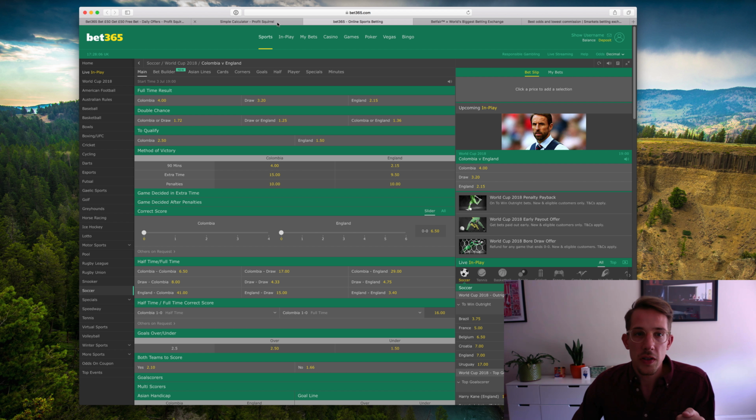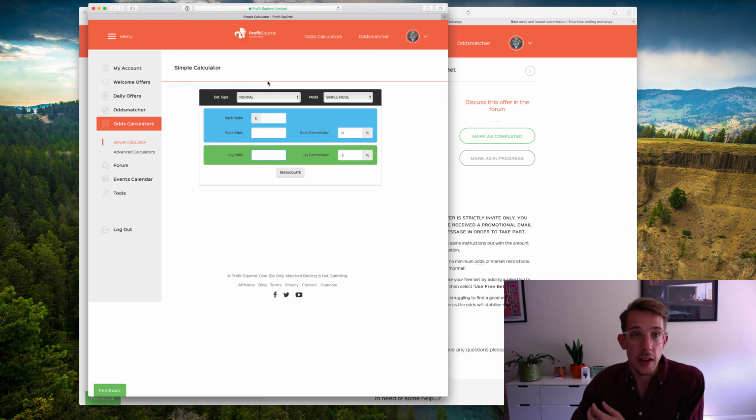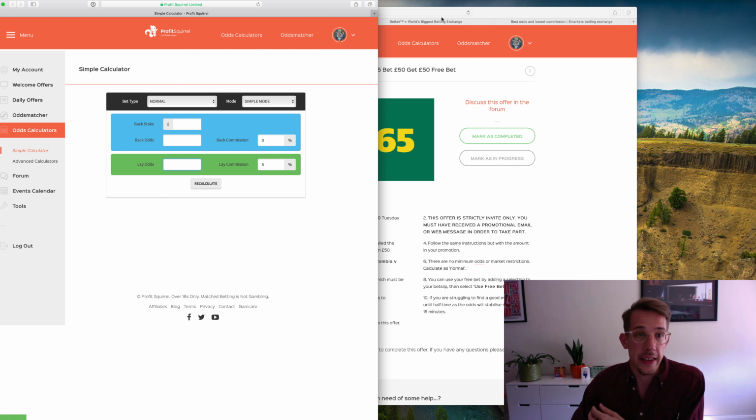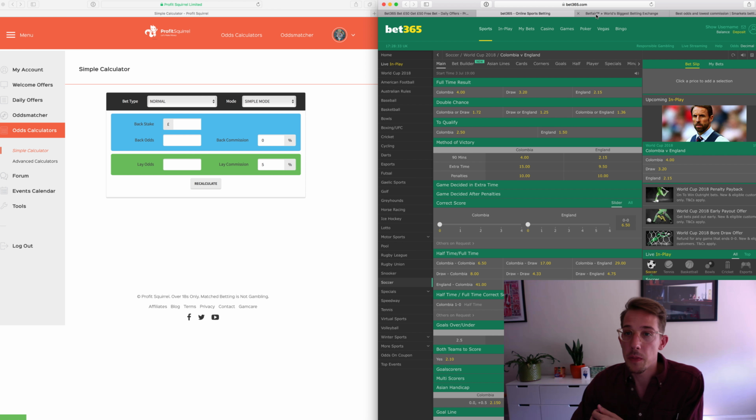And then I would also have my simple calculator at the ready so that I can quickly work out the lay stake that I want. So I'm going to go and take this and put it on the left hand side of my screen, and then I'll have the bookmaker on the right hand side of my screen, just so I can quickly go between the two to make the calculation.